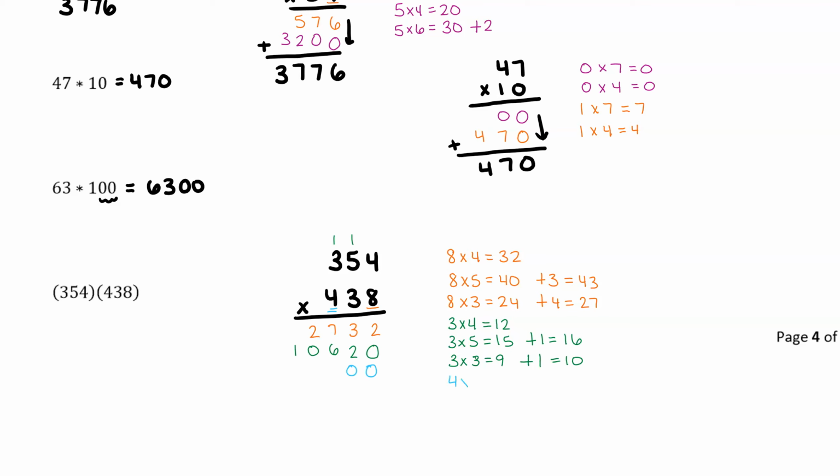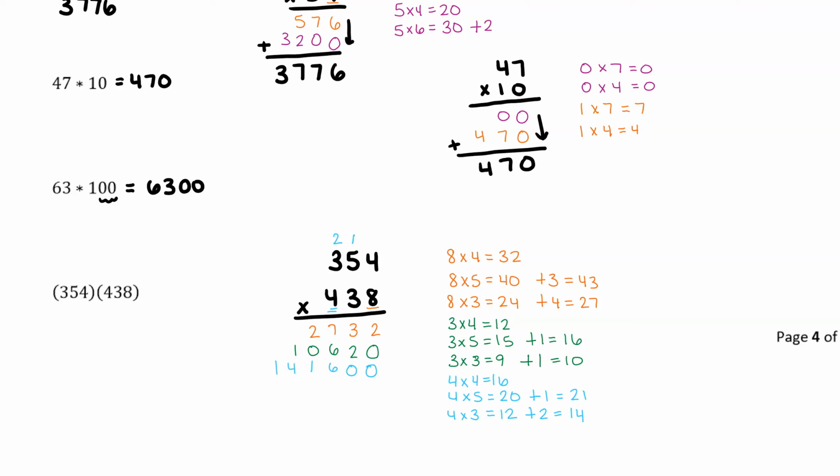So we have 4 times 4 makes 16. So 6 goes on bottom, 1 goes up top. 4 times 5 makes 20, but then I have to add 1, which makes 21. So 1 comes down, 2 goes up, and now we'll do 4 times 3, which makes 12, but then we have to add the 2, which makes 14.